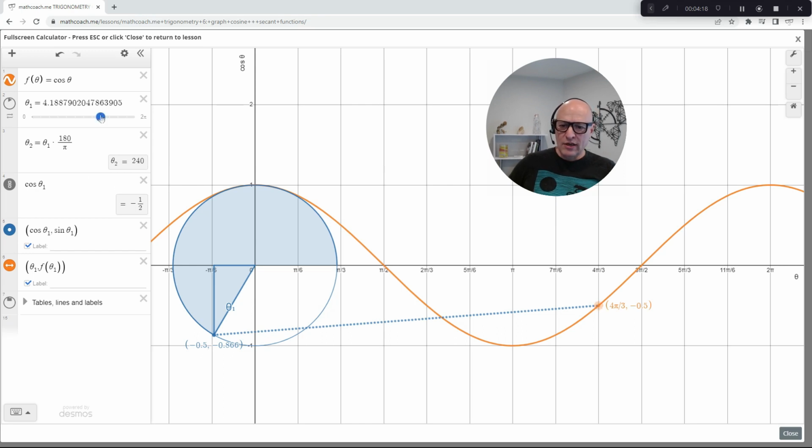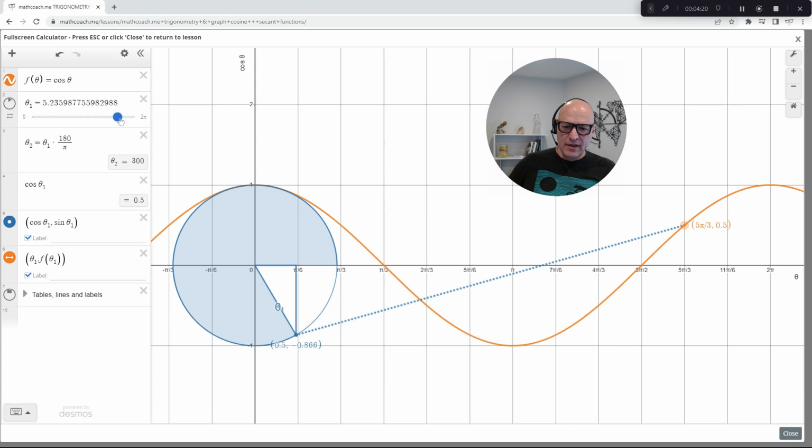Now, let me go into quadrant 4. So here in quadrant 4, at 300 degrees, again I have a reference angle of 60 degrees. 360 minus 300, 60 degrees. Cosine of 60 degrees, 1/2. However, I've now returned to the positive x-axis. Okay, so it is 1/2 over 1, which is positive 1/2. And our cosine function remains positive throughout quadrant 4.